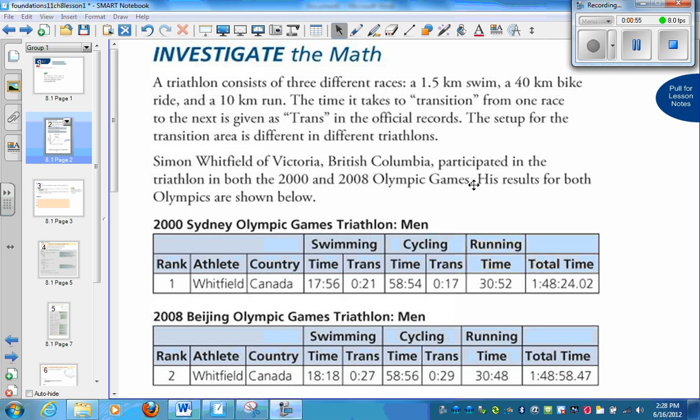Okay, so the time it takes to transition is given next to it as transition. So that means to go from swimming to biking, you're going to be in your bathing suit. You're going to have to quickly put on some clothes and a bike helmet, okay? And it's those transition times that actually are very important, and people train to transition. The setup for the transition area is different at different triathlons.